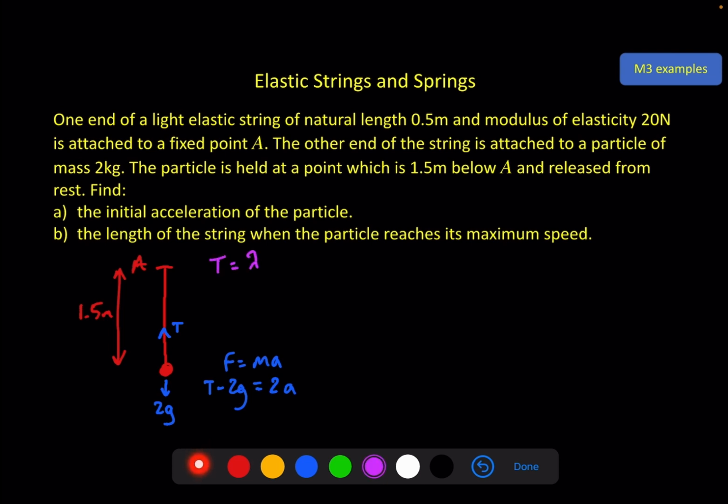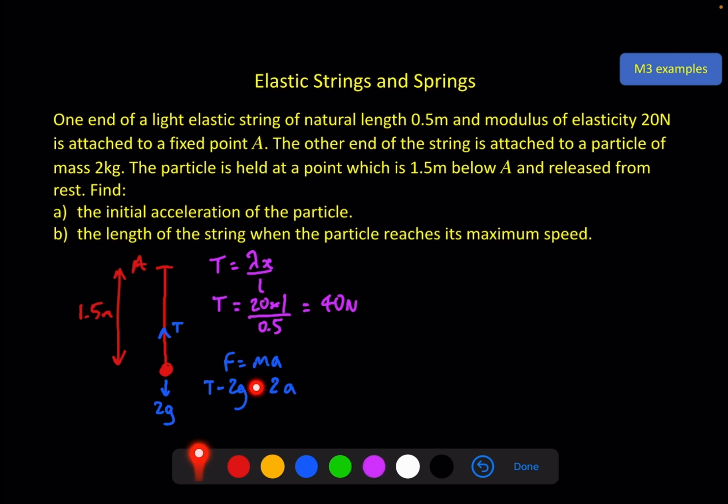T is equal to lambda x over L. In this case, lambda is 20, x, the extension from a natural length of 0.5 to 1.5, is just 1, and the natural length is 0.5. That gives us a tension of 40 newtons.